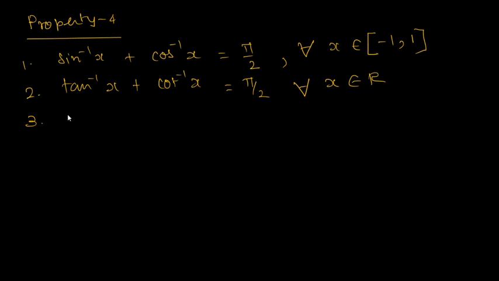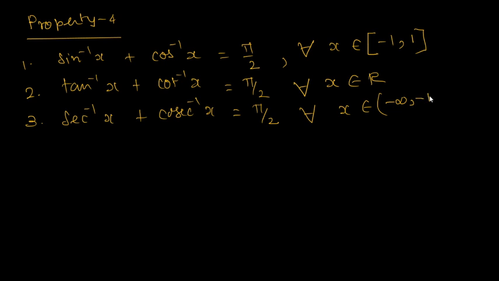3. Secant inverse of x plus cosecant inverse of x is also given by pi by 2 for all x that belongs to the open interval minus infinity, closed interval minus 1, union closed interval 1 comma infinity open interval, right? Then let us move to property 5.